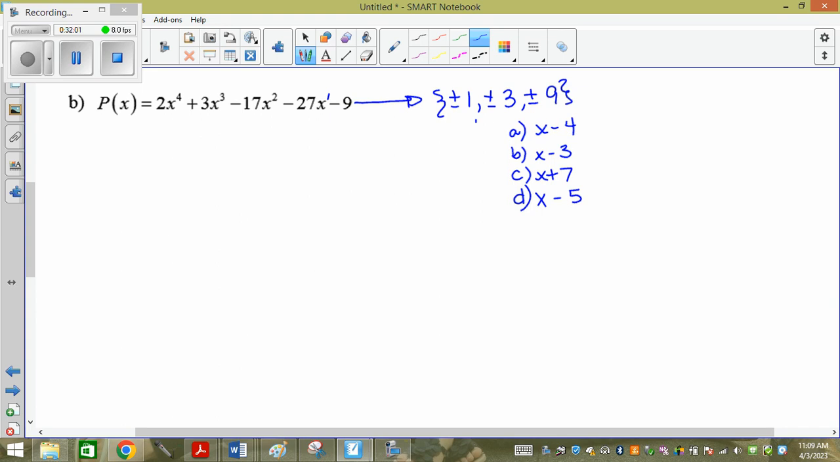What if I said, which of the following is a possible factor? A, B, C, or D? Possible factor. B. Now, what if none of them are actually factors? I don't care. But I do know that 4, 7, and 5 can't be. So 3 is the only one that's a possible factor. So you have to watch the word possible.